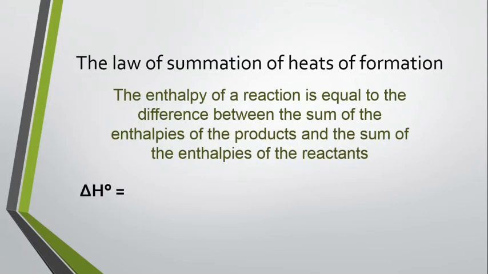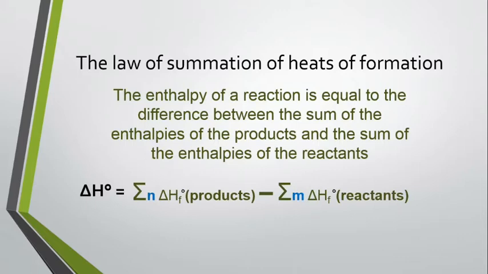Now, the law of summation of heats of formation is a little bit wordy, but we actually technically already saw this before. When it says that the enthalpy of a reaction is equal to the difference between the sums, so that's our summation, of the enthalpies of the products and the sum of the enthalpies of the reactants. This is that equation that we wrote down from our first part of this podcast, and I've added a couple of little details to it here, but it's basically just finding the energies of the products, subtracting them from the reactants. That idea of final minus initial is going to tell us how much it changes overall.